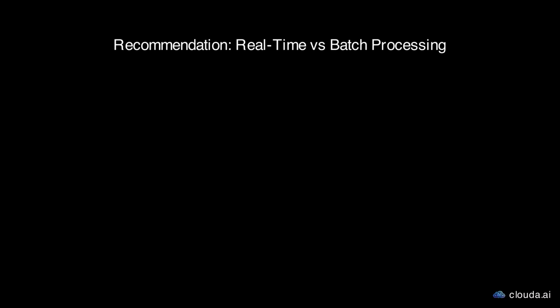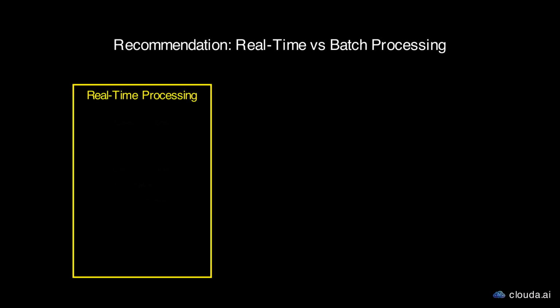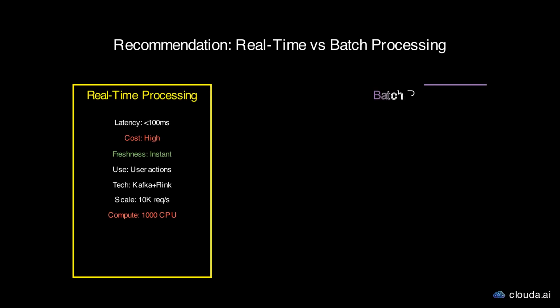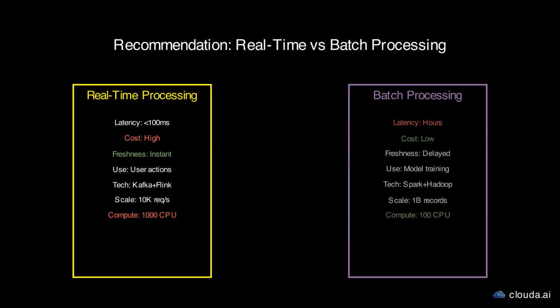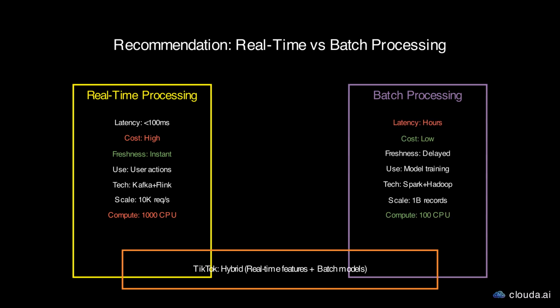The second critical trade-off is real-time versus batch processing. Real-time processing responds to user actions instantly, with latency under 100 milliseconds. When you like a video, the system immediately adjusts your feed. But this comes at high cost. We need Kafka for streaming and Flink for real-time computation, handling 10,000 requests per second with 1,000 CPUs running constantly.